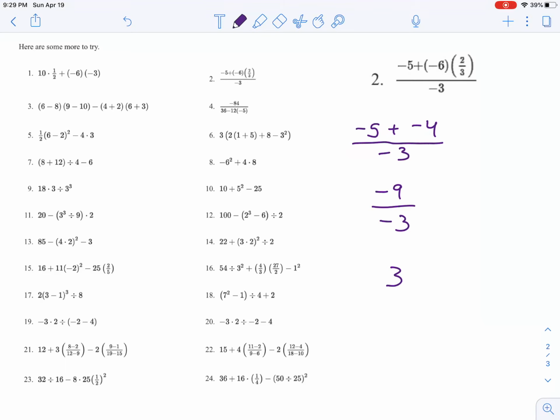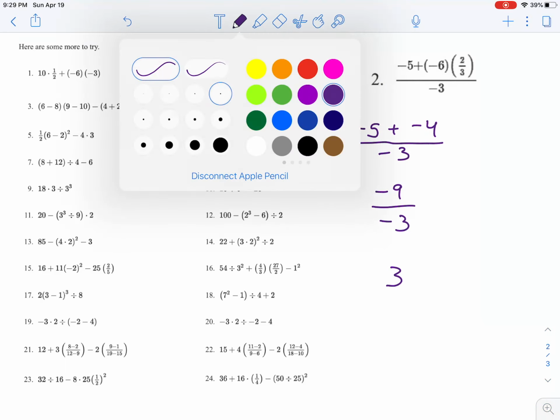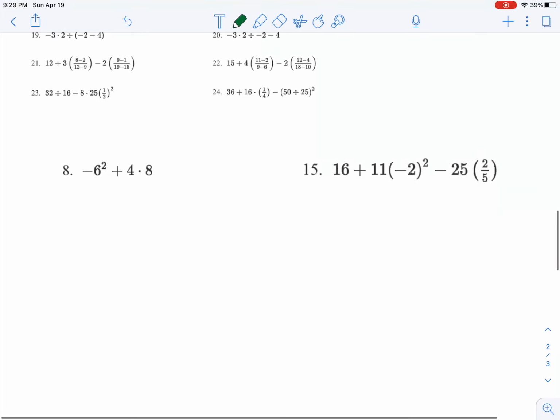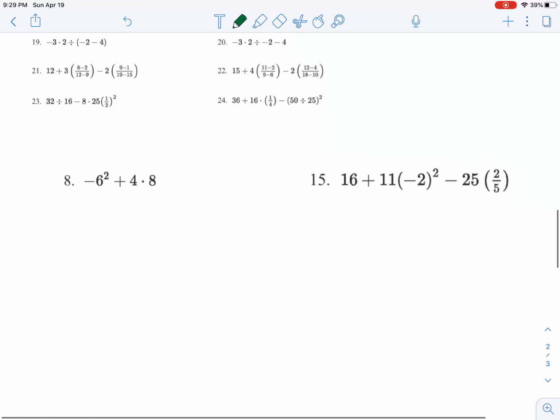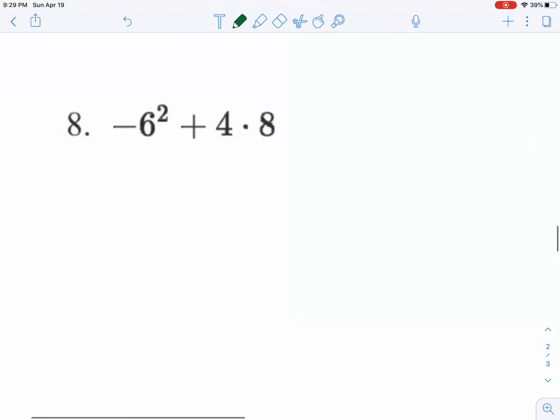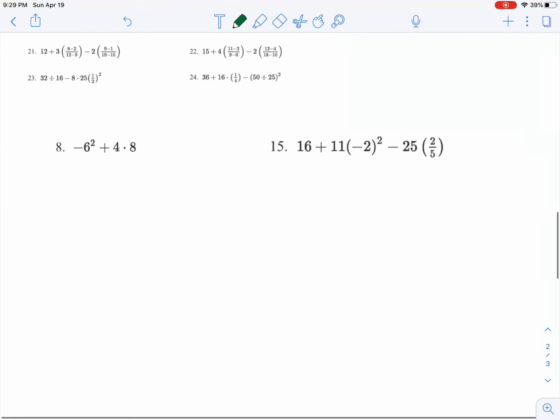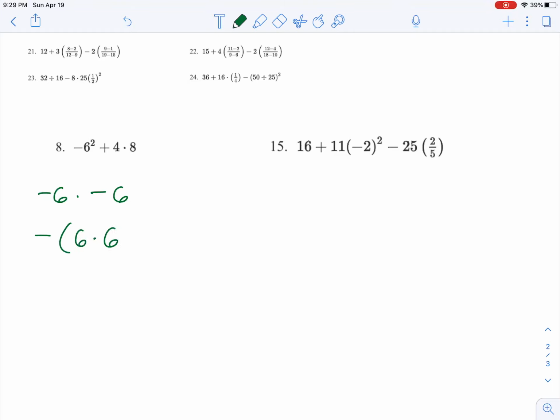Next, let's take a look at problem number 8. Problem number 8 is worth mentioning because we have an exponent, but we also have that minus sign out in front. So there's always a question in students' minds, is this -6 times -6, or is it the opposite of 6 times 6? And the answer is, it's this.